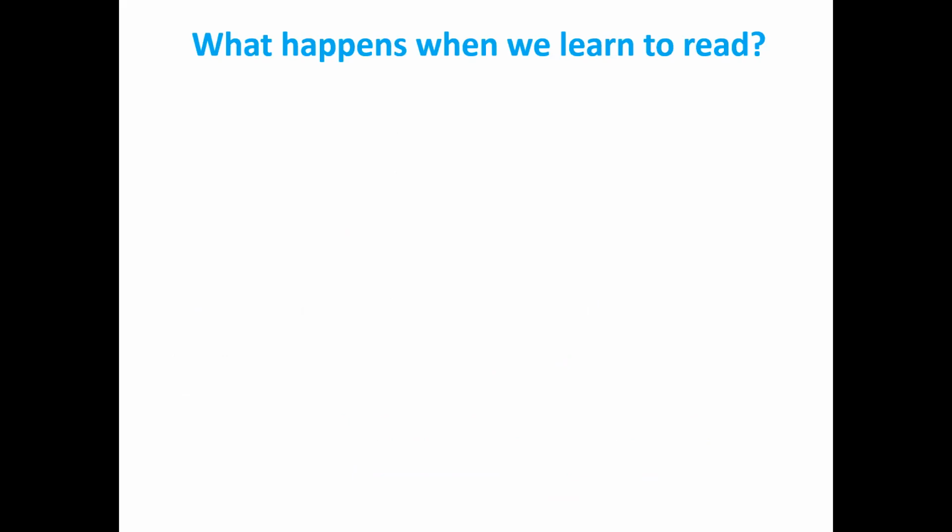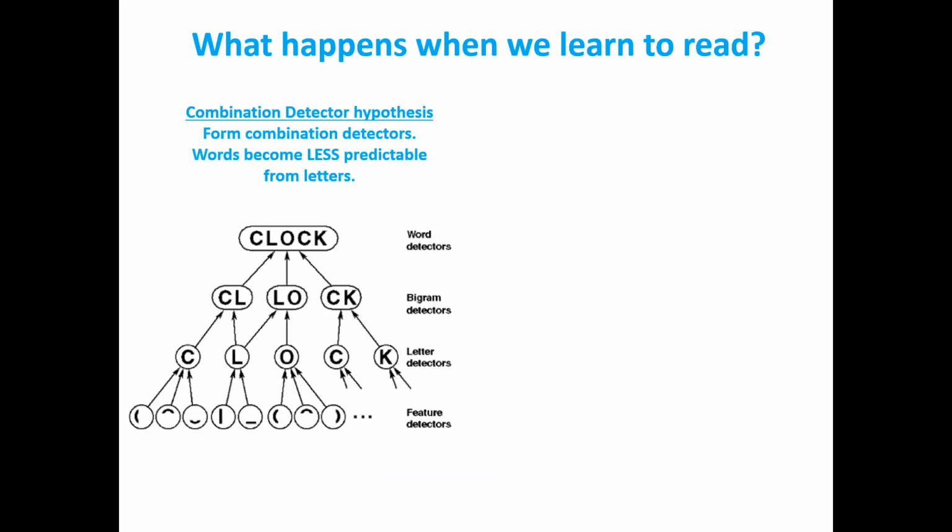Let me lay out two different possibilities. The first is what I would call the combination detector hypothesis. The hypothesis here is that when you look at a word like clock, you're breaking this down in your early visual areas into small, tiny components. All these components are being put together into letters, and then you're probably forming detectors for pairs of letters, or probably the entire word at a time. The reason you detect words so quickly is because specialized detectors for these words are being formed. The key idea of this hypothesis is that words are going to become less predictable from letters, because now there are unique responses to words which are not explained by the individual letters.